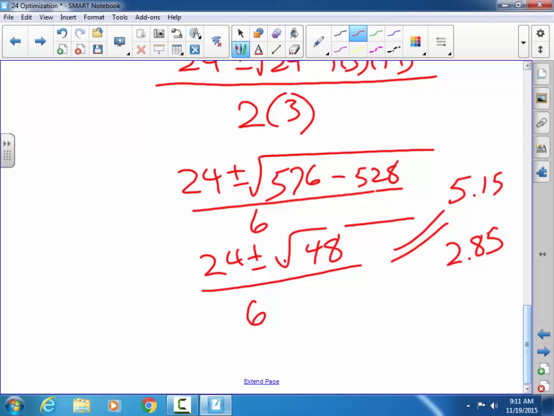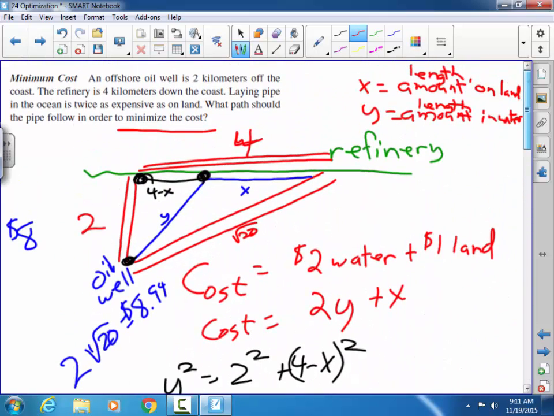So now do you understand what this is saying here? There's a critical point when x is 2.85. What was x back up here in our picture a long time ago? This distance here, 2.85. So if we go 2.85 right here along the coast, and then the rest of the way, that's the least expensive way to lay that pipe.